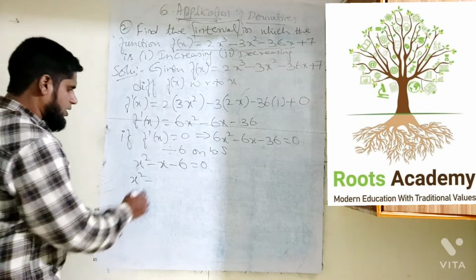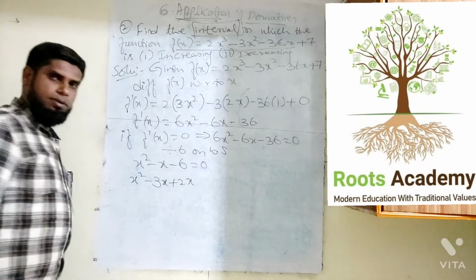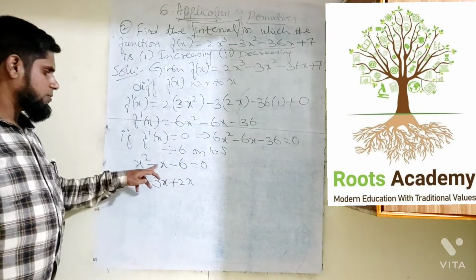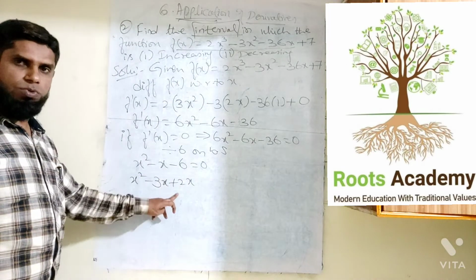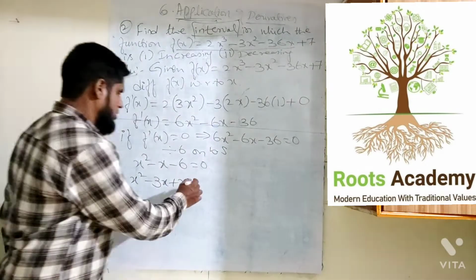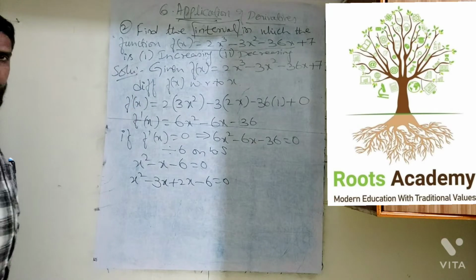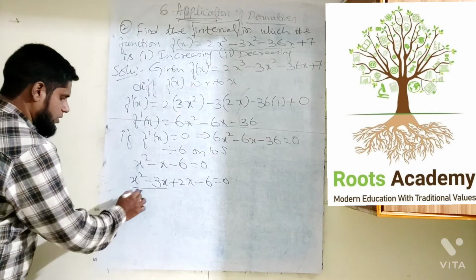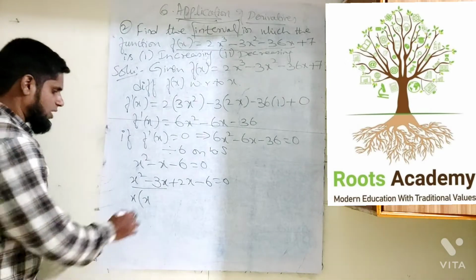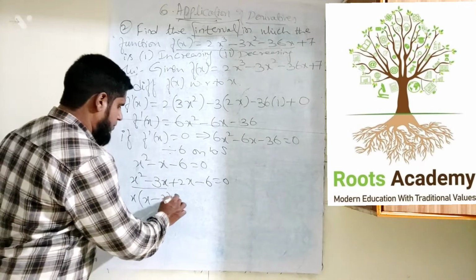So the factors are minus 3x plus 2x. Minus 3 plus 2 is minus 1, and minus 3 times 2 is minus 6. So x squared minus 3x plus 2x minus 6 is equal to 0 here. So x is common in these two terms. Then one time x is left out and minus 3 is left out, plus 2.